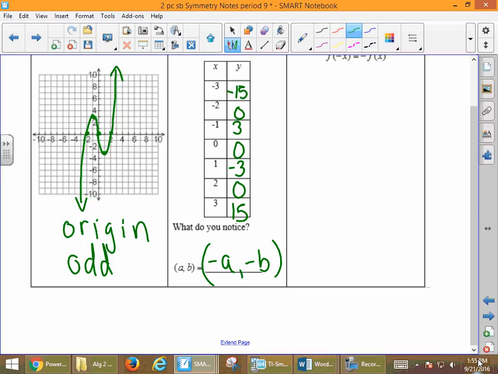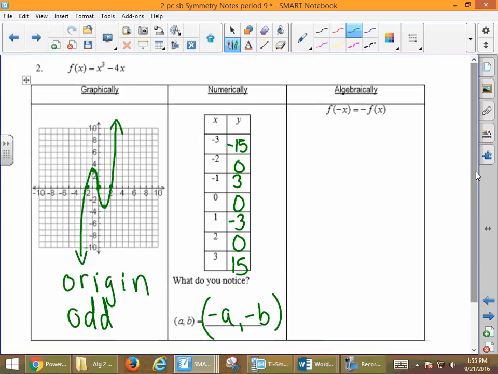Well, how do we show this algebraically? Well, the way we show it algebraically is we use these two functions, f of negative x, and we're going to compare that back to negative f of x. That means that we're going to negate this entire function. But we'll start with f of negative x. And we're going to take that value of negative x, and we're going to put it back into the function that we're given, which is x cubed minus 4x.